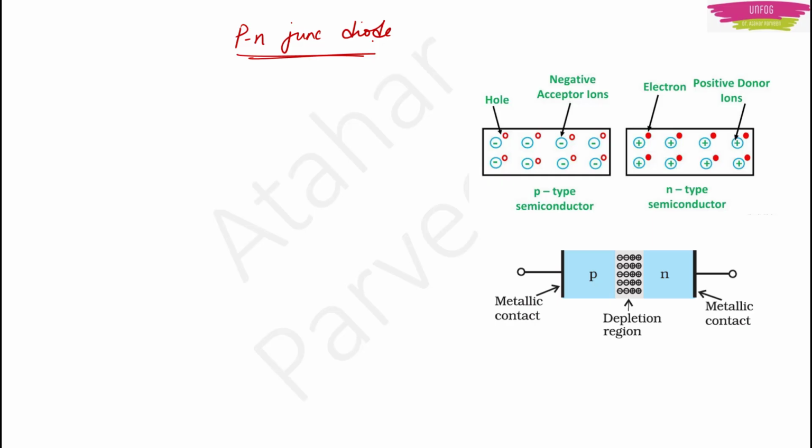One of the main uses of this p-n junction diode is rectification. Rectification is not there in your syllabus, but you need to know because this is a very important application of this diode. Rectification means it converts alternating current to DC current. So this can be a 1 mark question. See, this layer I was talking about, this is your depletion layer.